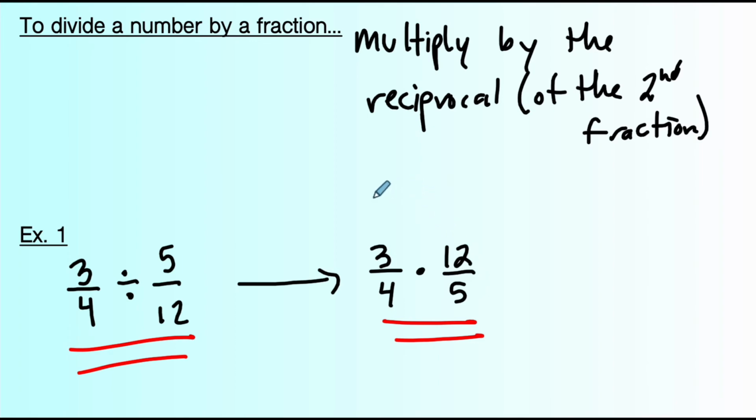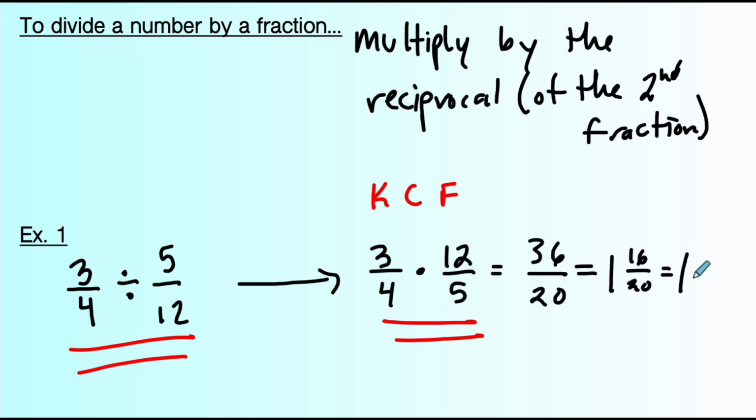Some people remember this as keep, change, flip. You keep the first fraction the same, you change your division to multiplication, and then you change the second fraction, the one that's being divided by, into its reciprocal, aka you flip it. And so my final answer here would be 36/20, or if I were to simplify that, 1 16/20, or simplified, 1 4/5. Final answer.